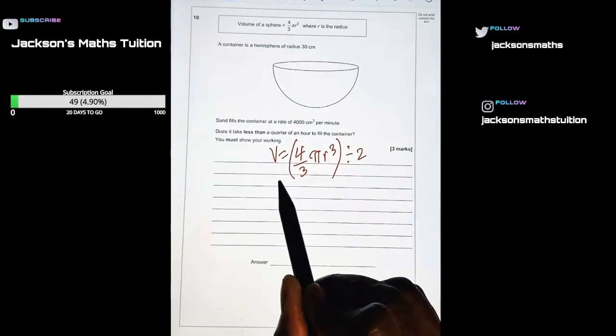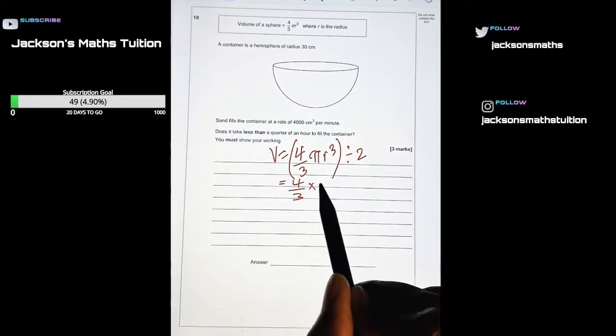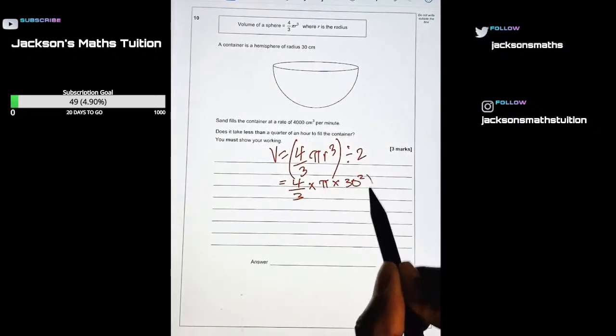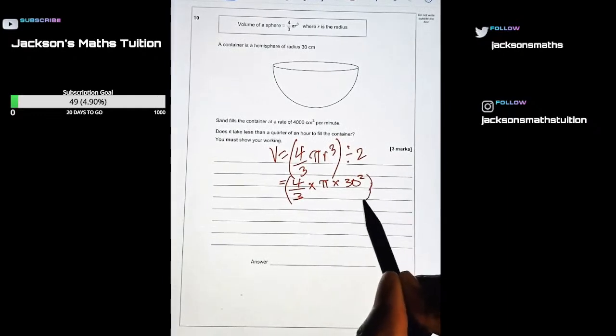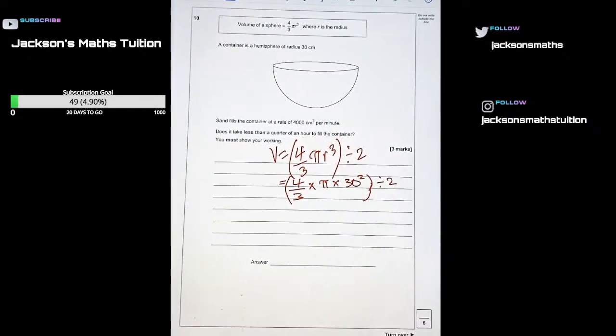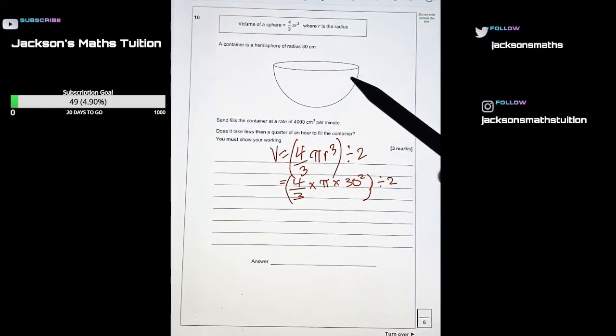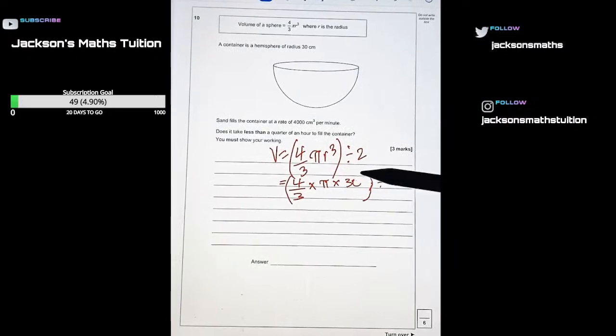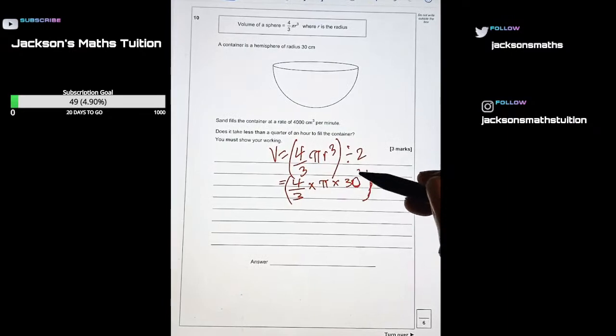Let's substitute. So that's 4/3 times pi. The radius is 30, so that's 30 squared, and then divide all of that by 2. Just put all of that on the calculator, because it's a calculator paper. Why do you divide? This is half of the sphere. Oh, cubed, sorry. Not square, guys, cubed here. Okay, cubed in the formula. We divide it by 2 because this is half of the sphere. Okay? So put all of that on the calculator now, guys.